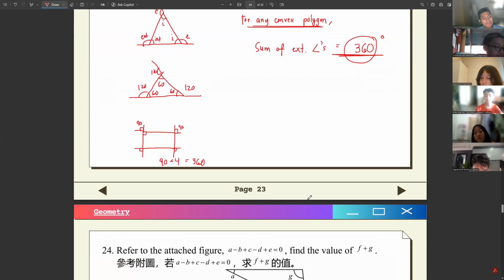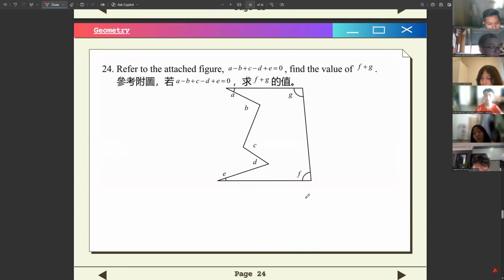Okay, next problem. Refer to the attached figure. A minus B plus C minus D plus E is equal to 0. Find the value of F plus G. Now, this one is pretty interesting. I don't know if I've encountered this in previous competitions, but this might be challenging to look at at first, but we just use our knowledge of geometry.